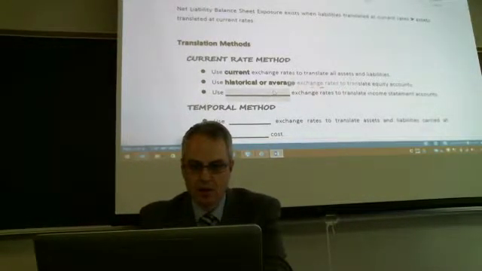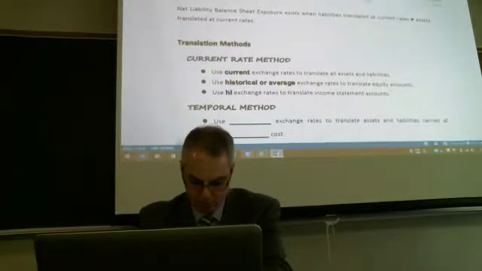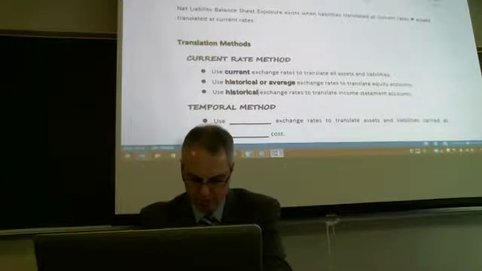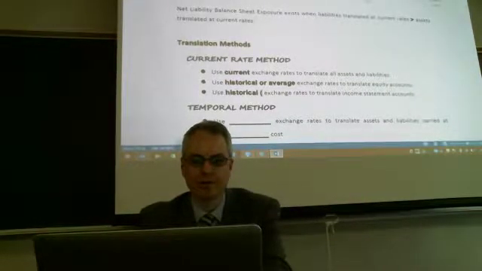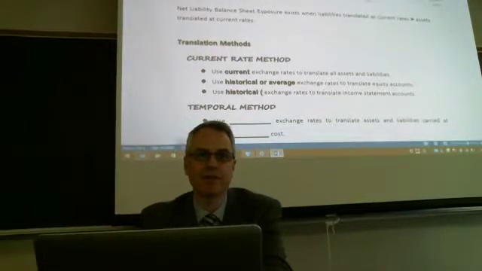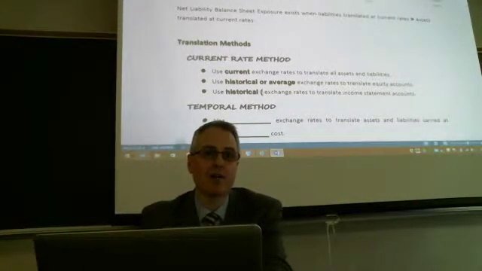So spot rate is historical? Do I have something wrong on that? Is it the same thing? Historical? Spot rate would be current. That would be the spot rate if you're talking about using the current exchange rates to translate all assets and liabilities. I think that would be the spot rate, right? The spot rate is what it is right now? Yeah. Okay.